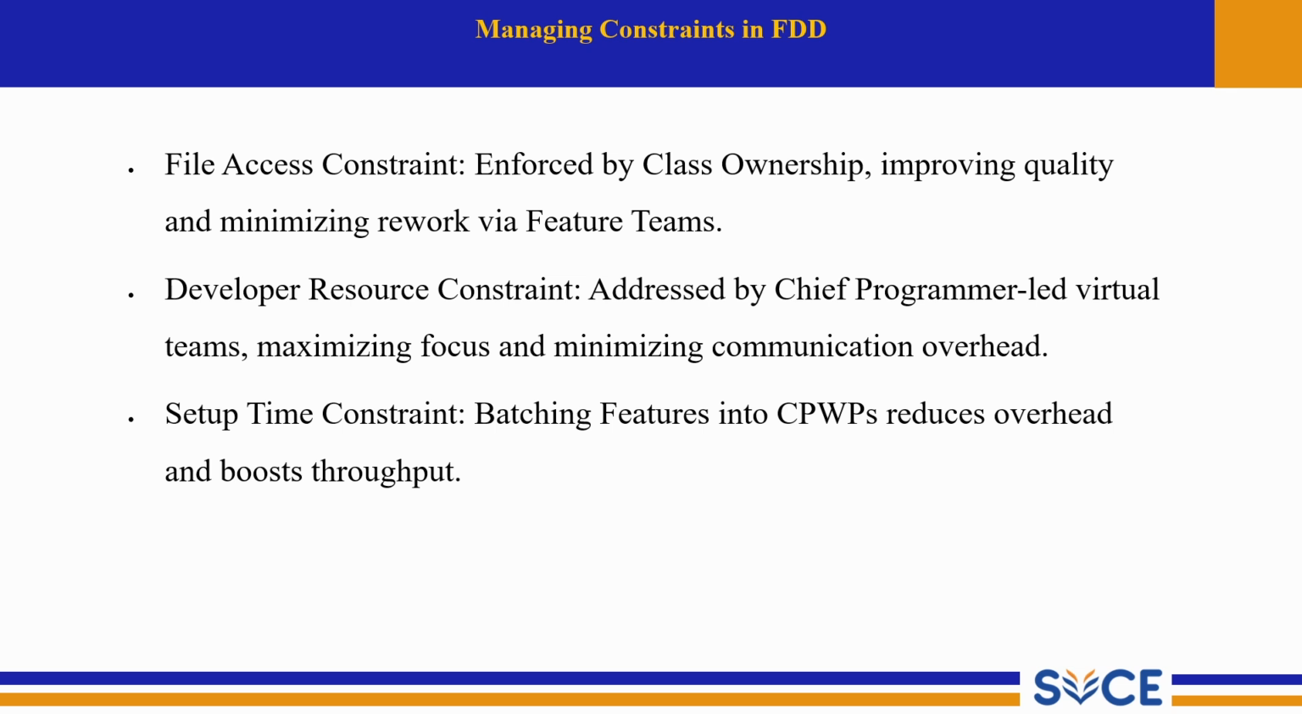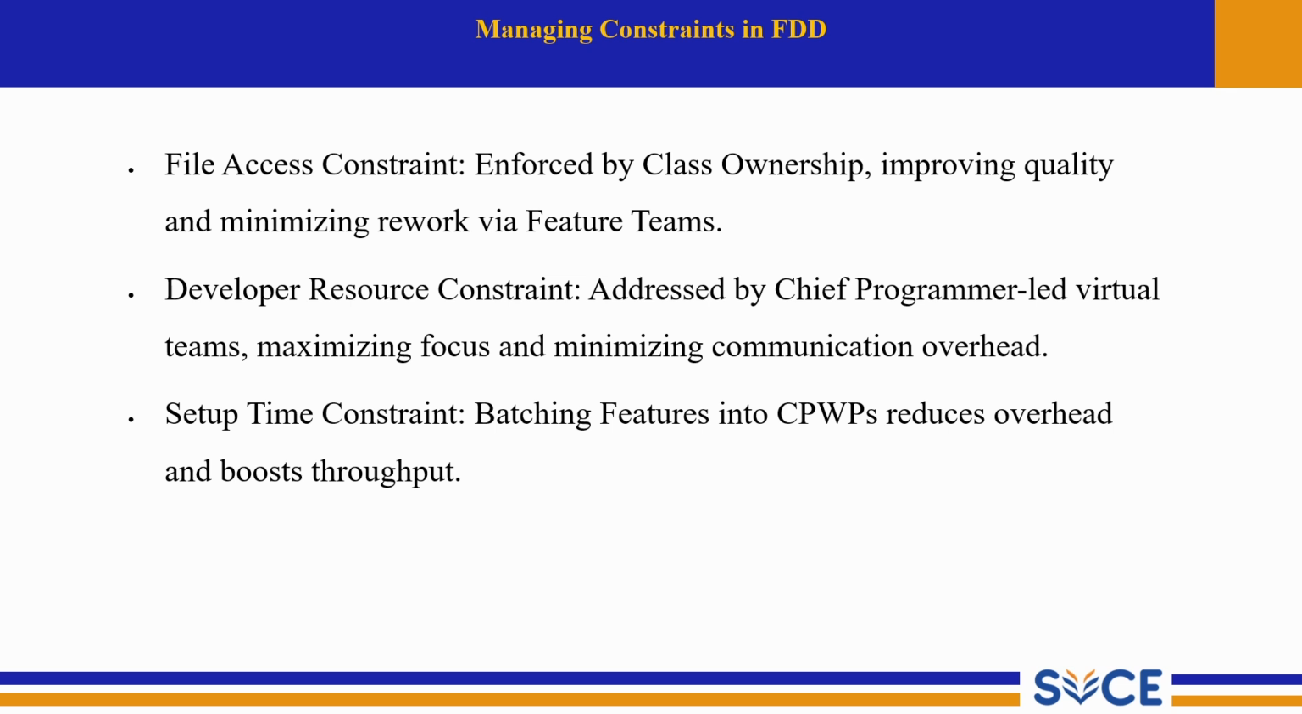In other words, when developer resources are limited, a chief programmer organizes small, focused teams to ensure efficiency and reduce communication delays. And the next point, the time constraint: batch features into CPWPs, reduces overheads and boosts throughput, that is, grouping several features into a single work package lowers repetitive setup time and speeds up overall development. So FDD manages key constraints through ownership, efficient teamwork and batching.